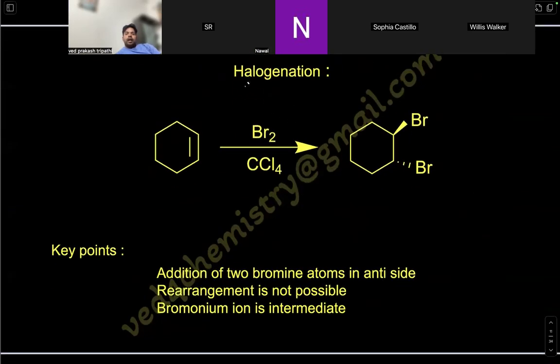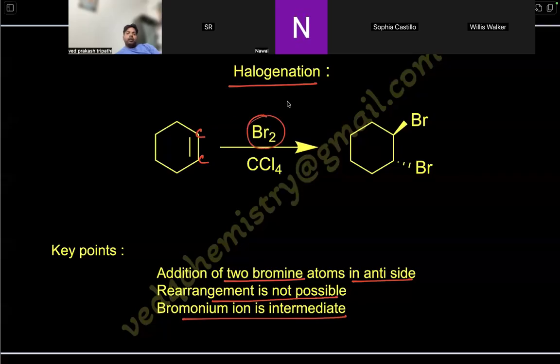Okay, next is halogenation. Halogenation means addition of two bromine or two chlorine atoms in anti side, and there is no rearrangement, and bromonium ion is an intermediate. So the simple thing is, this is the double bond carbon. We have to add two bromines, and they must have opposite direction. It means one on the wedge and one on the dash over the double bond carbon. For example, suppose we have this alkene.